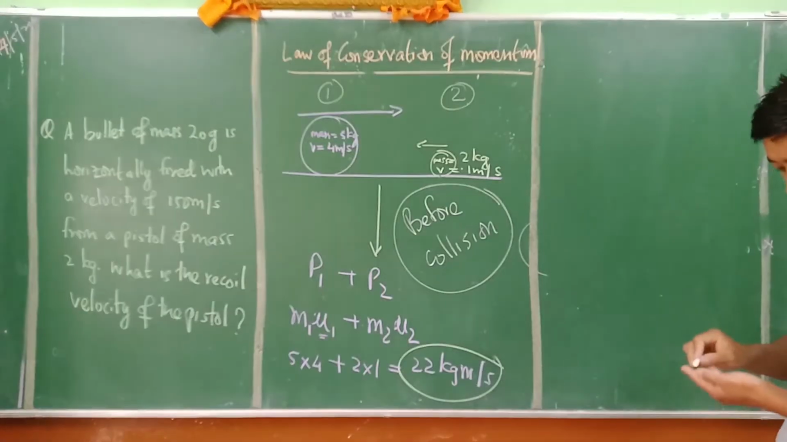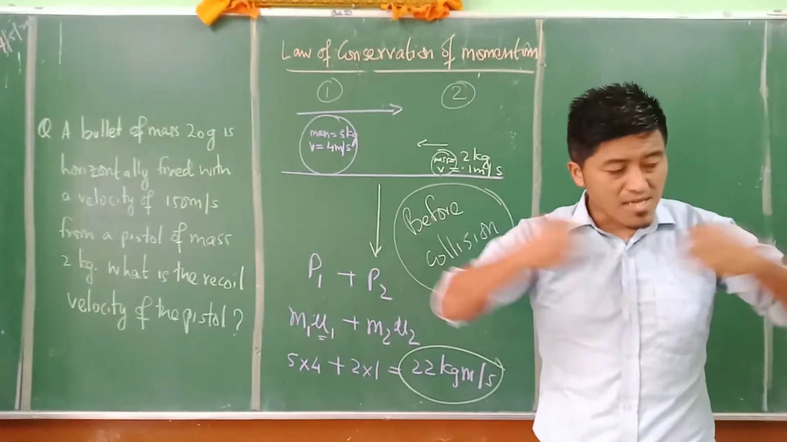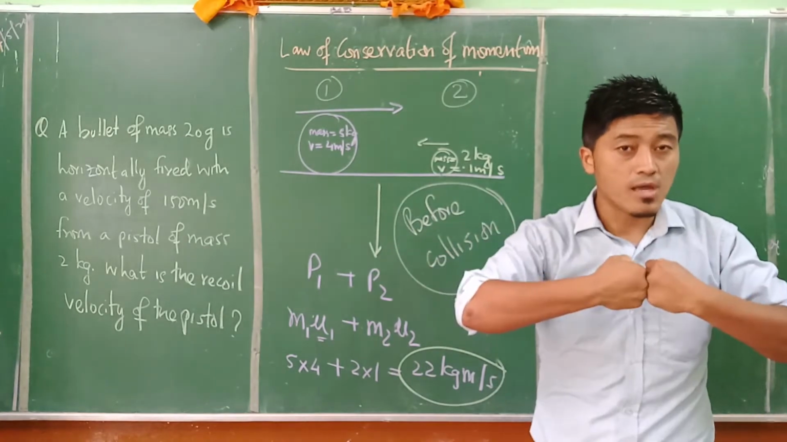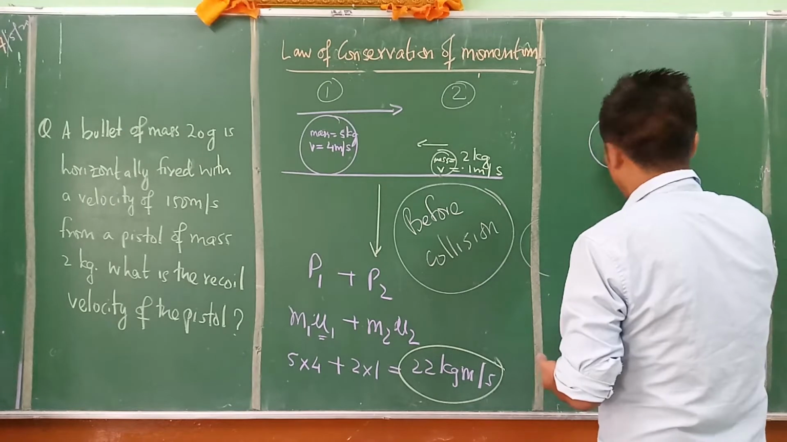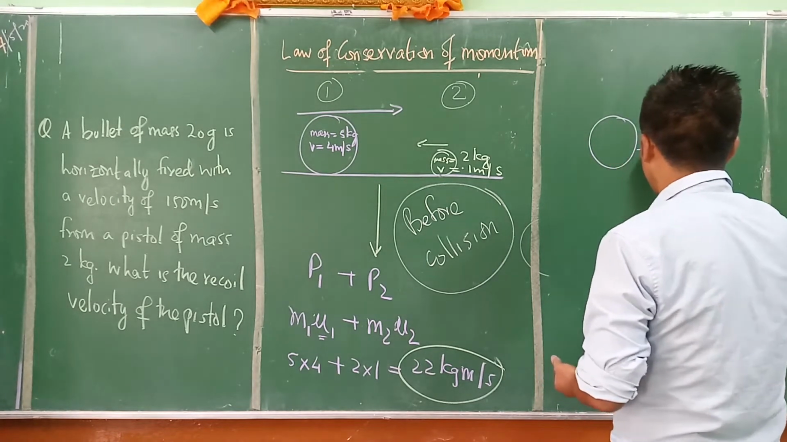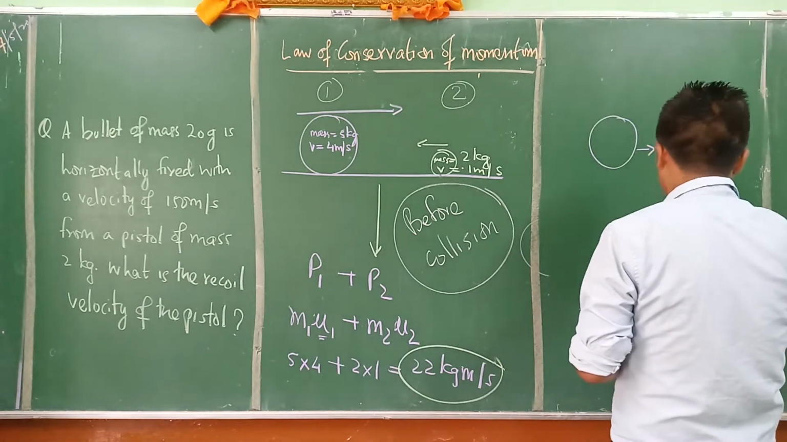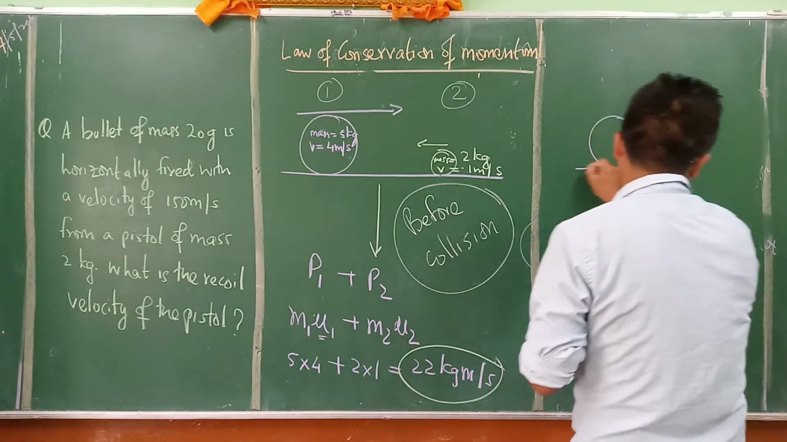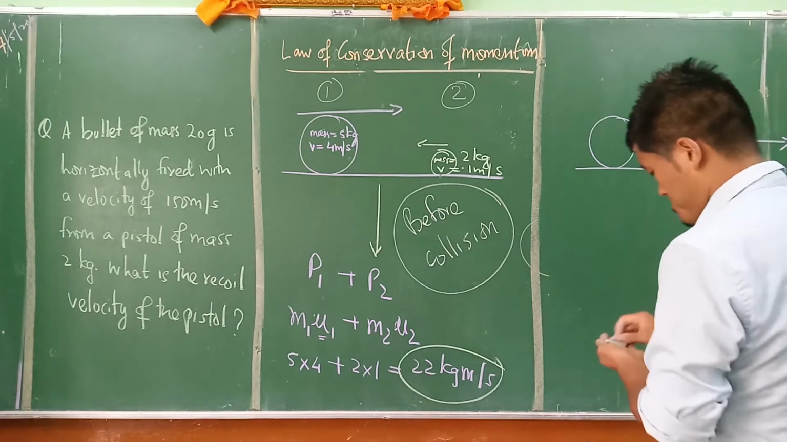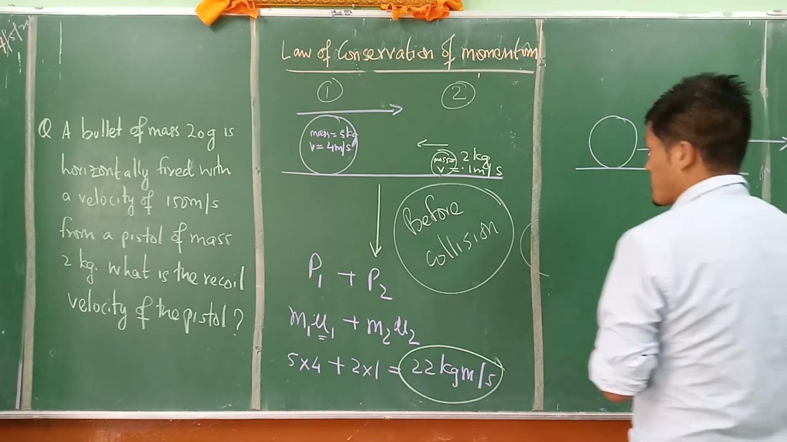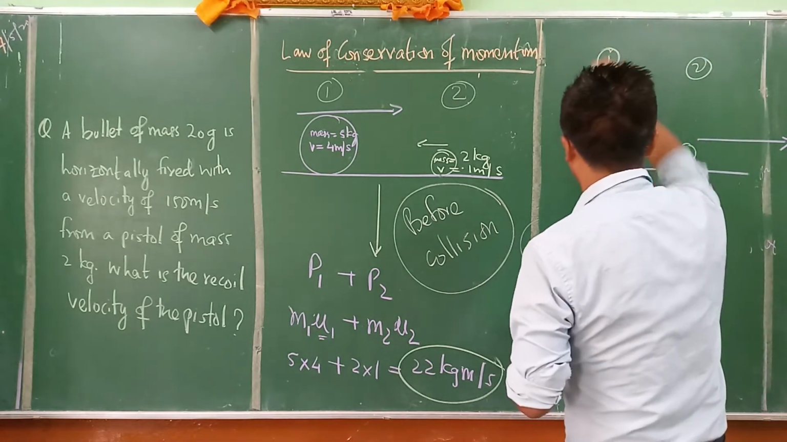Before collision here. Now let's say these two balls are moving and they meet each other, they have a collision, and now we will see what will happen. This ball here. This is object number 2 and this is object number 1.